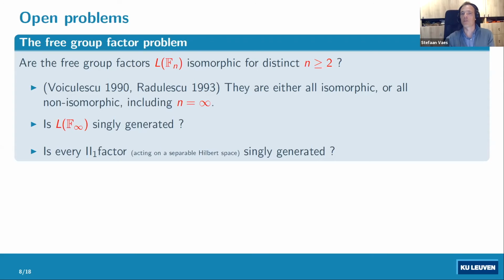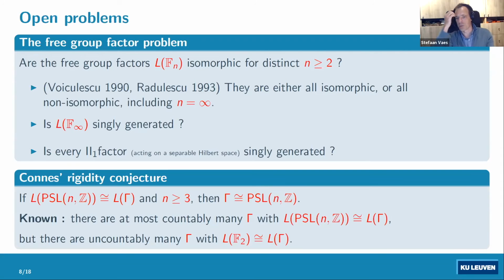So one other reason why I like to state this open problem is because it does show how intricate these questions on isomorphism of II_1 factors are. Because even for such simple groups, this is widely open. Another class for which it's widely open is for lattices in Lie groups. So contrary to the free group factor case, there is a conjecture at this point.